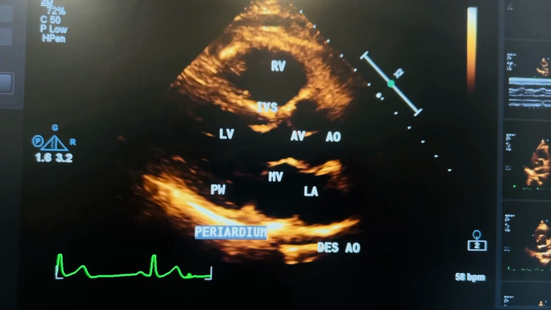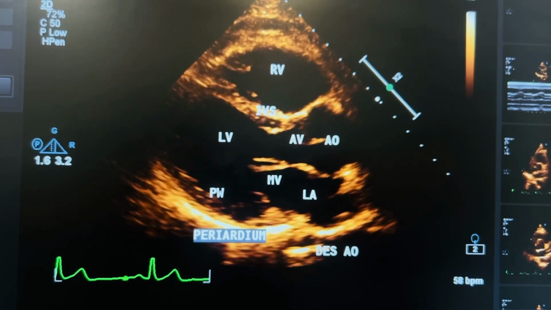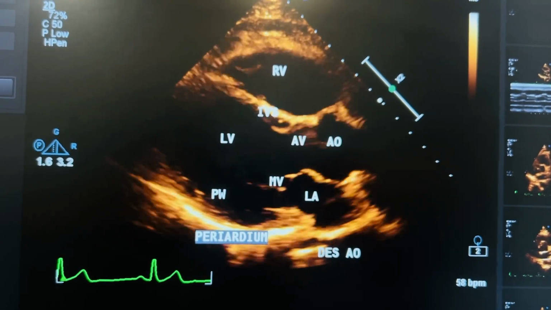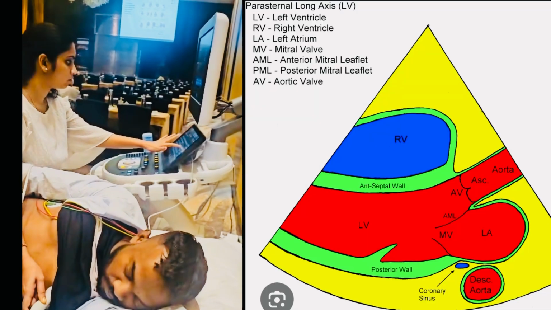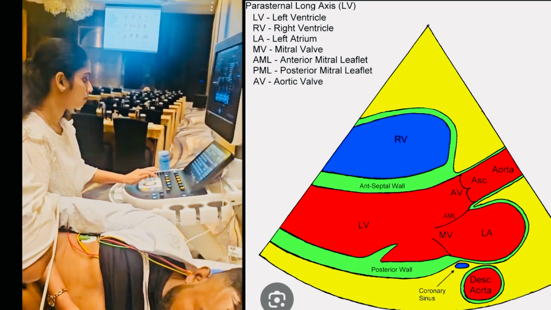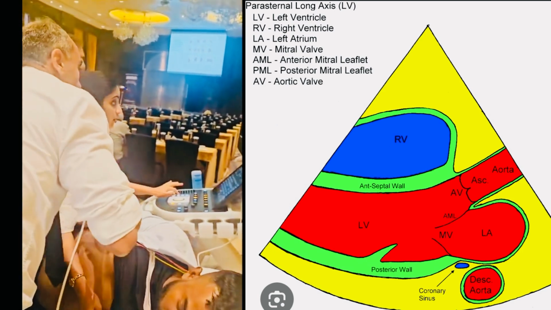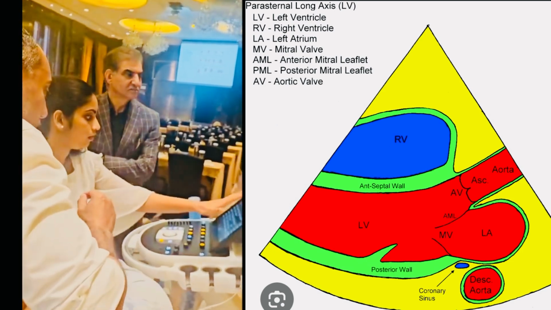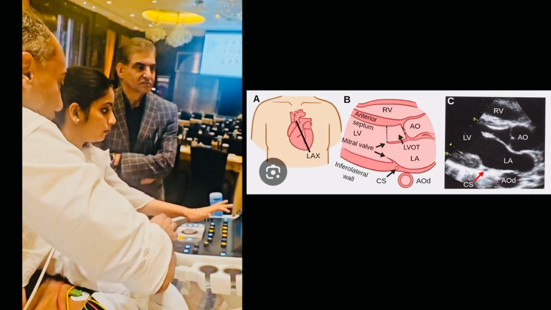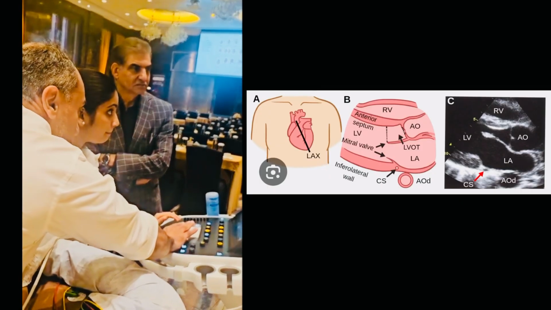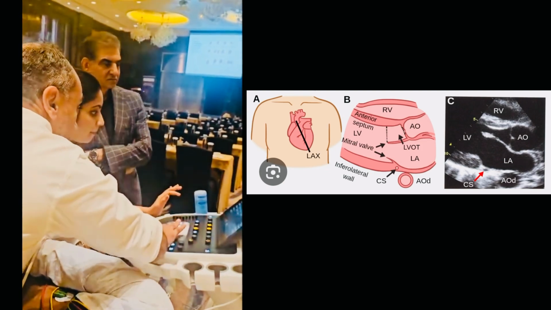Let's identify the structures. LA, mitral valve, LV, the aortic valve, aorta, RVOT, pericardium, descending aorta, we can see from this view. The patient is positioned in the left lateral decubitus position, lying on the left side with the left arm tucked under the head. Place the probe in the third or fourth intercostal space at the level of the left sternal border.